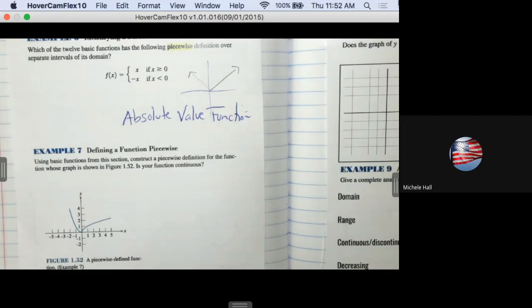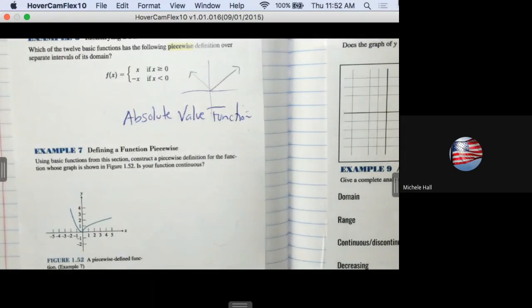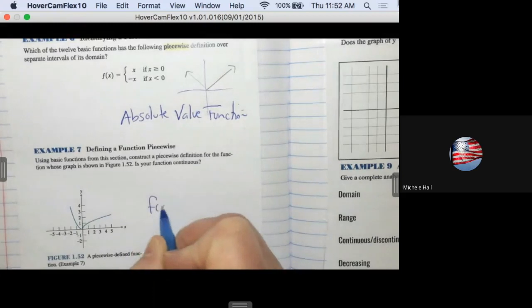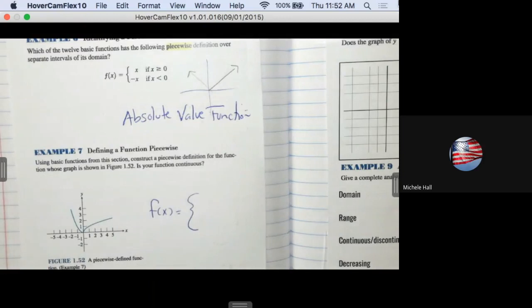Example 7, defining a function piecewise. Using basic functions from this section, construct a piecewise definition for the function whose graph is shown. So we're working backwards now. They gave us the piecewise, we graphed it. They're giving us the graph, we have to create the piecewise. So I know that f of x equals squiggly bracket. Find a function that would be for the first part. Here's the first part.